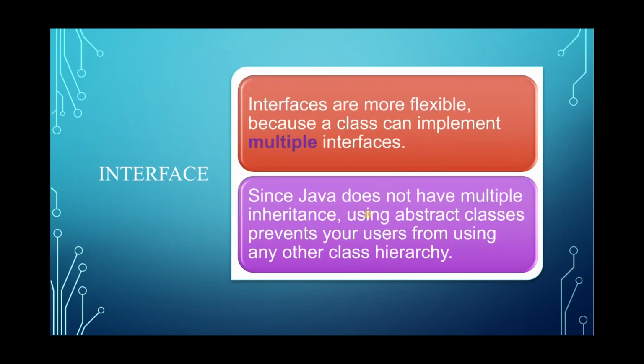So why do we actually use interfaces? For many reasons. One of the main important reasons is that in Java, you know that you don't have multiple inheritance, right? Multiple inheritance means that a class extends more than one class, or multiple classes. However, you can do that with interfaces. With interfaces, a class can implement multiple interfaces.